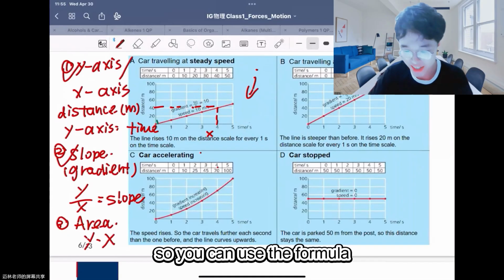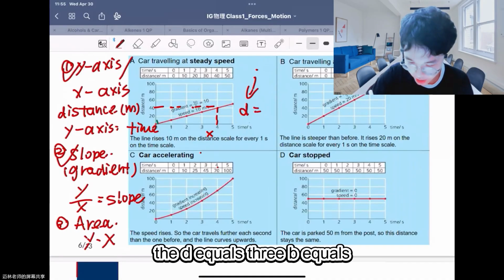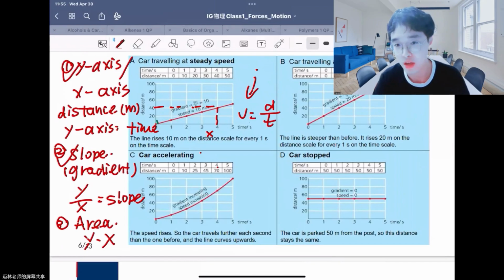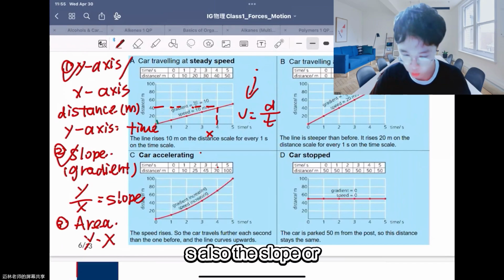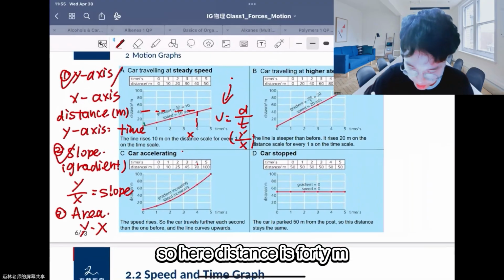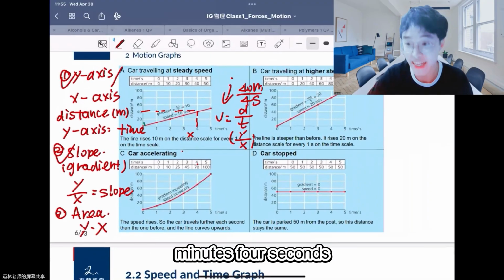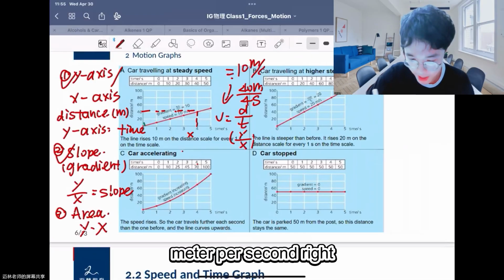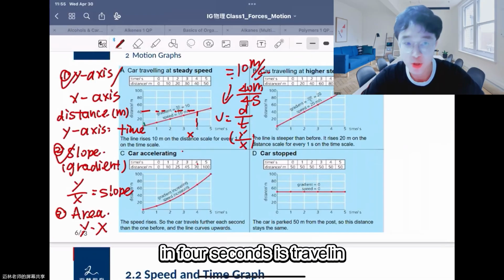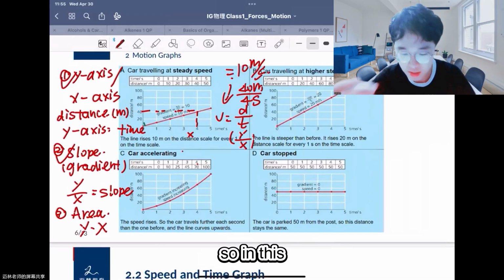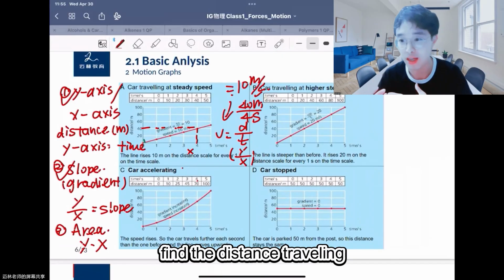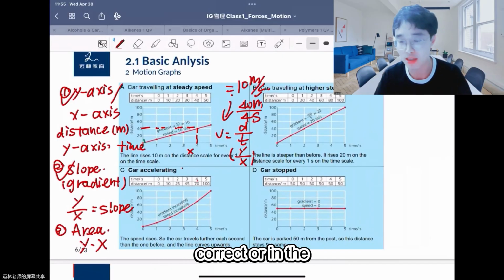So you can use the formula V equals D over time taken. D over time taken is also the slope, or y over x. Here the distance is 40 meters in just 4 seconds, so the velocity is 10 meters per second. In 4 seconds it travels 40 meters. So in this motion graph, you can find the velocity and the distance traveled in a constant time.